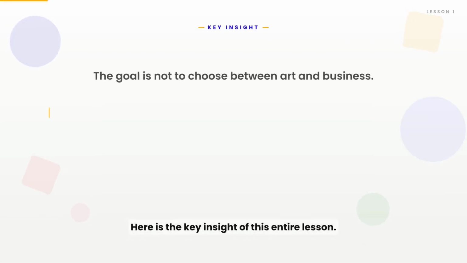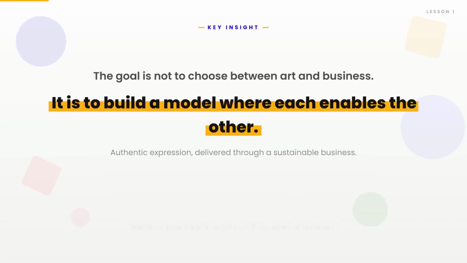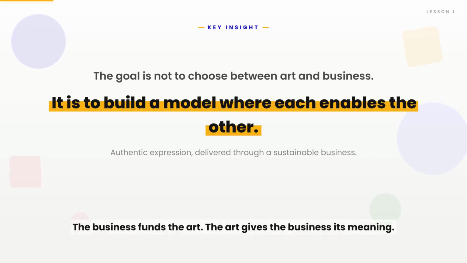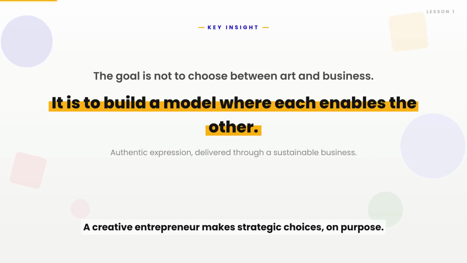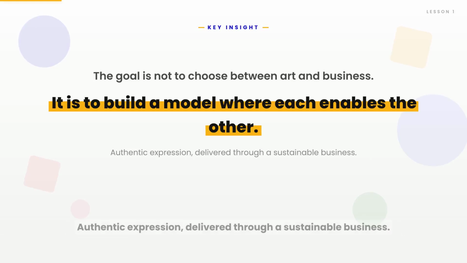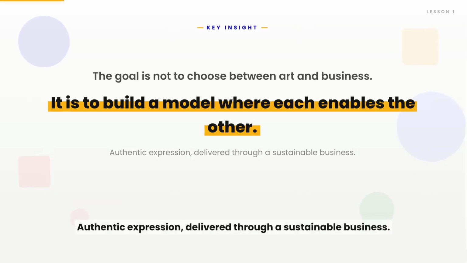Here is the key insight of this entire lesson. The goal is not to choose between art and business. It is to build a model where each one enables the other. The business funds the art. The art gives the business its meaning. A creative entrepreneur makes strategic choices on purpose. Choices that let the work thrive commercially without losing its soul. Authentic expression, delivered through a sustainable business.